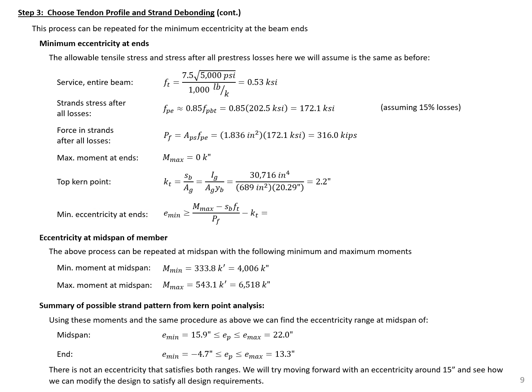And then we can plug these values into our minimum eccentricity equation. So here we'll have our moment, 0 kip-inches, minus our section modulus to the bottom, 1,514 inches to the third, times the tensile stress limit, 0.53 KSI. Divide all this by 316 kips and then subtract off our k sub t, 2.2 inches. So that'll give us a minimum eccentricity of negative 4.7 inches.